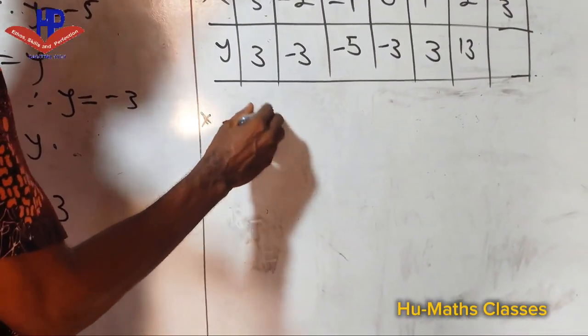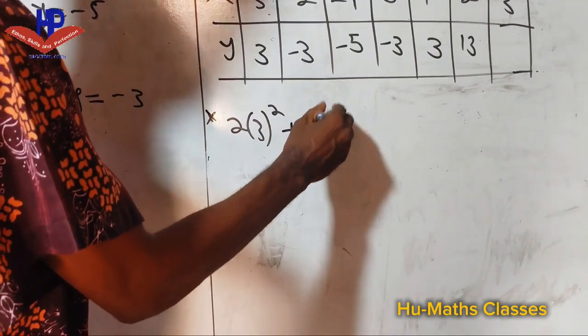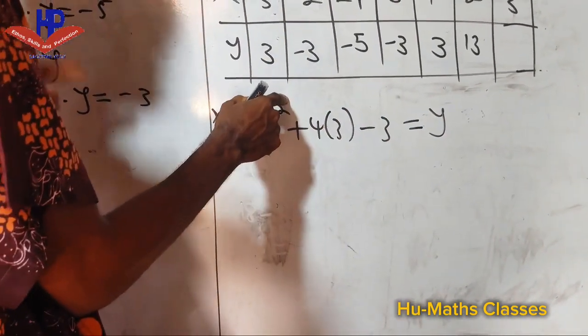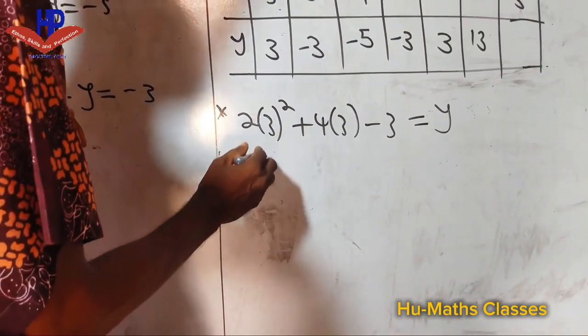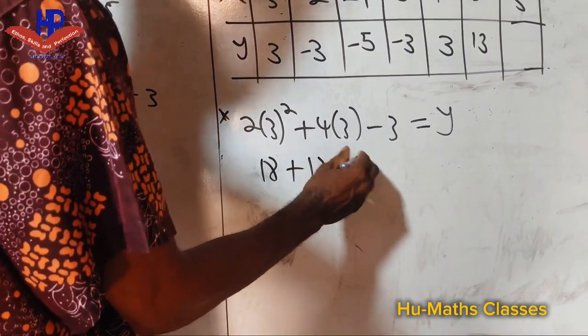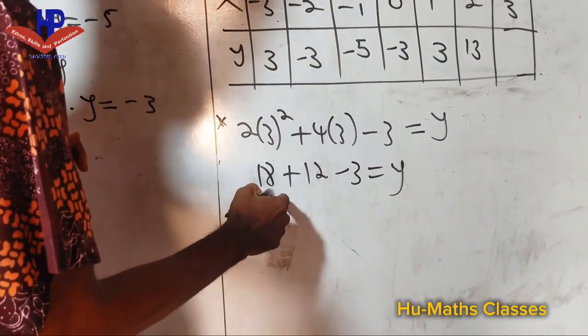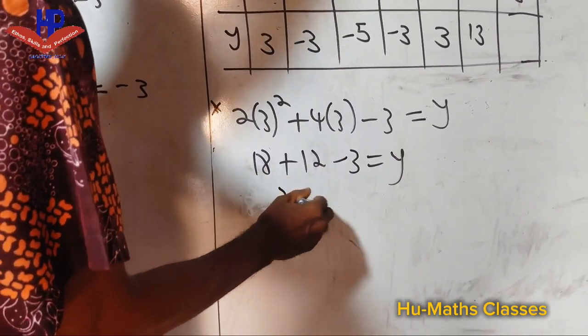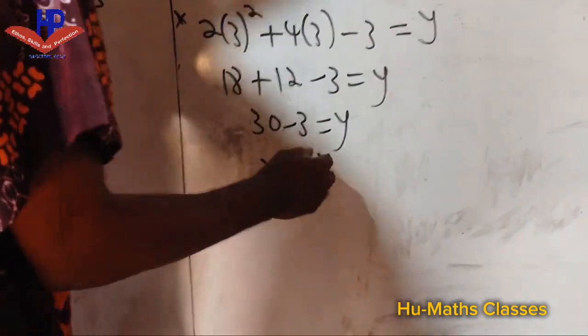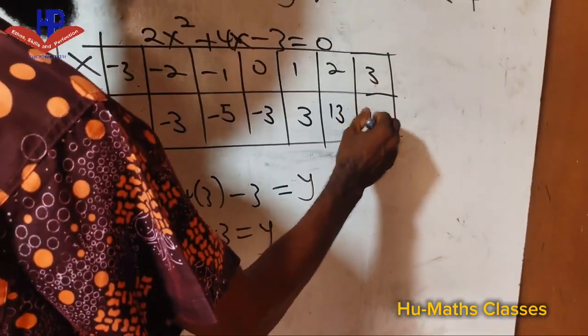2 into 3 raised to power 2 plus 4 times 3 minus 3 is equal to y. 3 raised to power 2 is 3 times 3, which is 9. 9 times 2 is 18, plus 4 times 3 is 12, minus 3 is equal to y. This will give us 30 minus 3 is equal to y. This will give us 27 is equal to y. So therefore, we'll say y is 27.